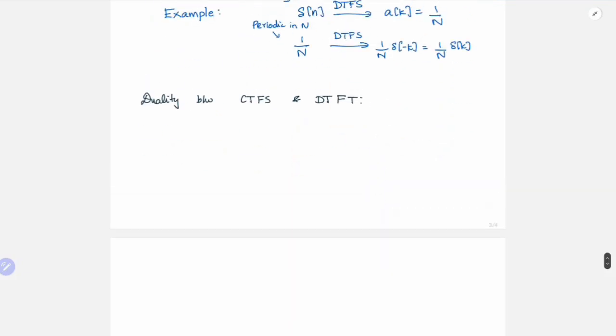So first let us write out the synthesis and analysis equation. For the continuous time Fourier series, you have x of t equal to summation k equal to minus infinity to infinity a k e power j k omega naught t. Again, x of t is going to be periodic, right?